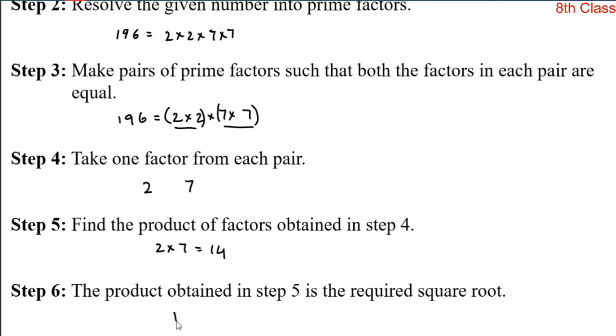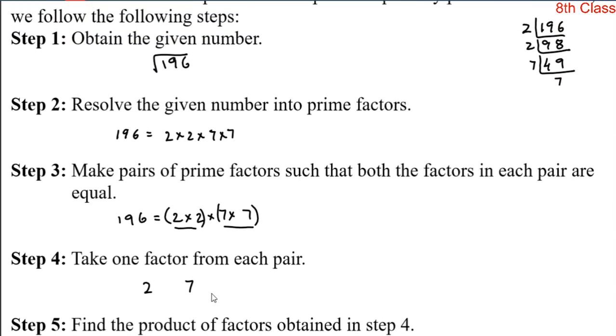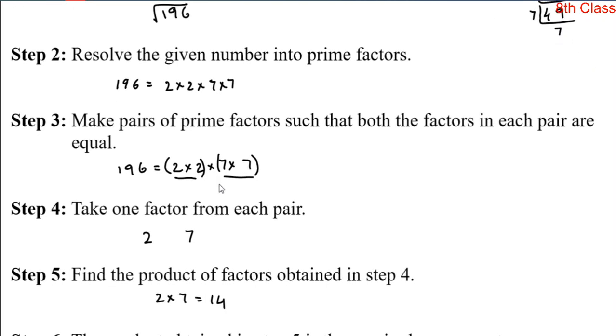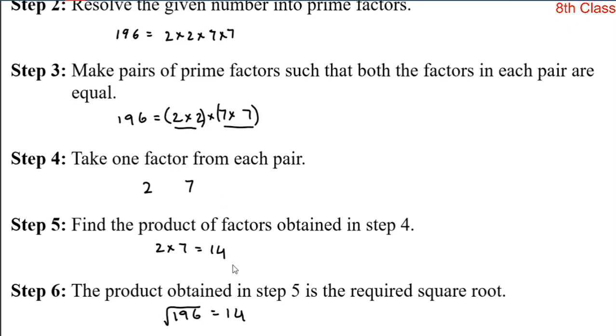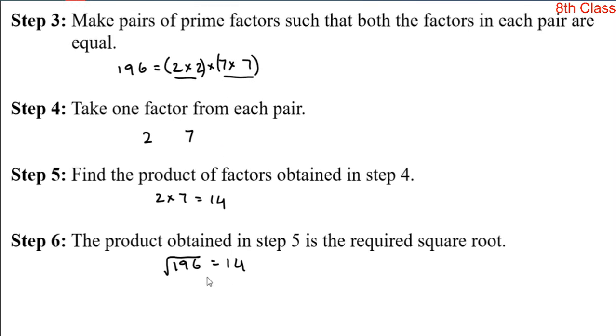So here what is the given number? 196 is the given number. So the root of 196 is equal to 14. So this 14 is the square root of 196. So this is prime factorization. It is very simple. First we express the given number as a product of its prime factors, and we make some pairs of prime factors, and we take one factor from each pair and find their product. So that product is called the square root of the given number.